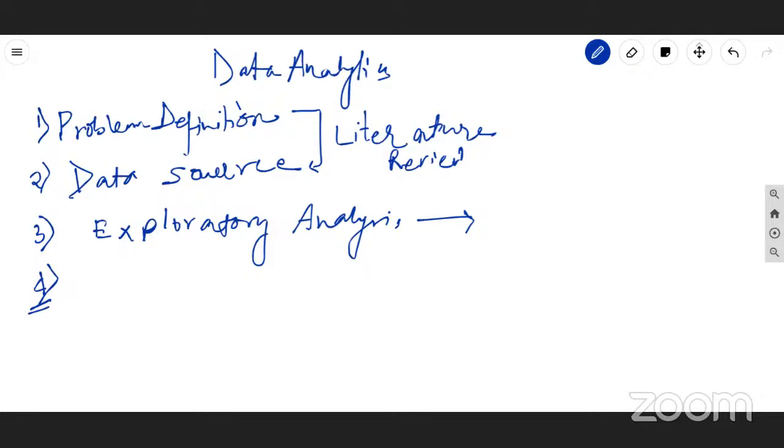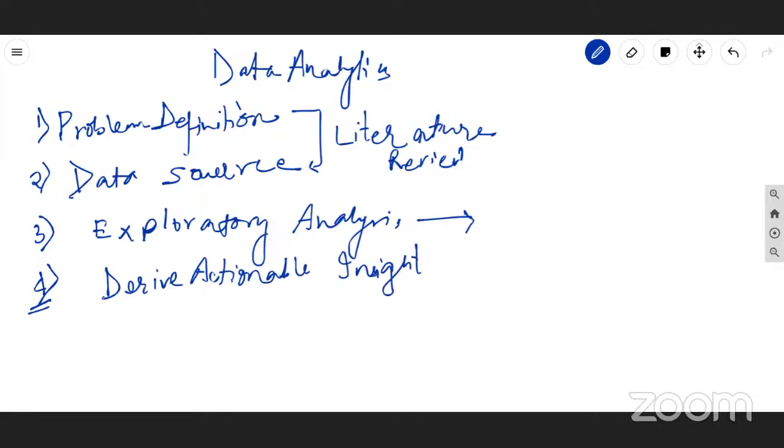Okay, with the problem statement. So you can say that actionable insights derivation. Derive actionable insights. Sir, can you please repeat? Yeah, your analysis should be in a way so that you can derive some actionable items.